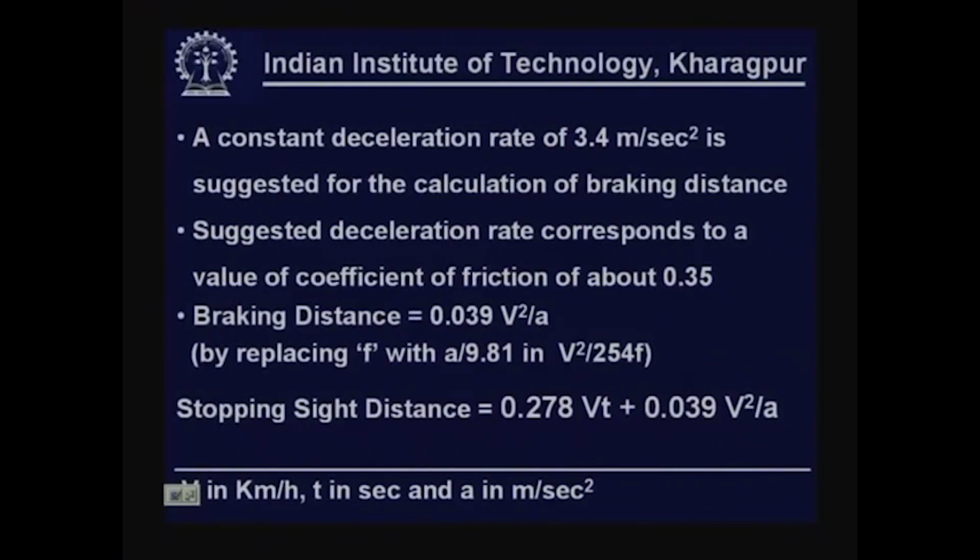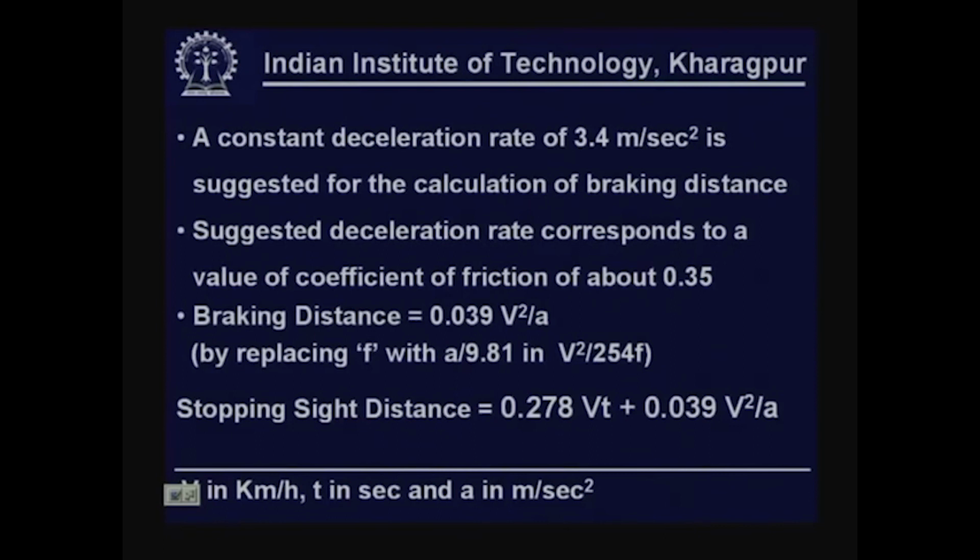Suggested deceleration rate corresponds to a value of coefficient of friction of about 0.35. So, whatever braking distance value will be obtained by considering a deceleration rate of 3.4 meter per second square, nearly same value will be obtained if the coefficient of friction is assumed as about 0.35.